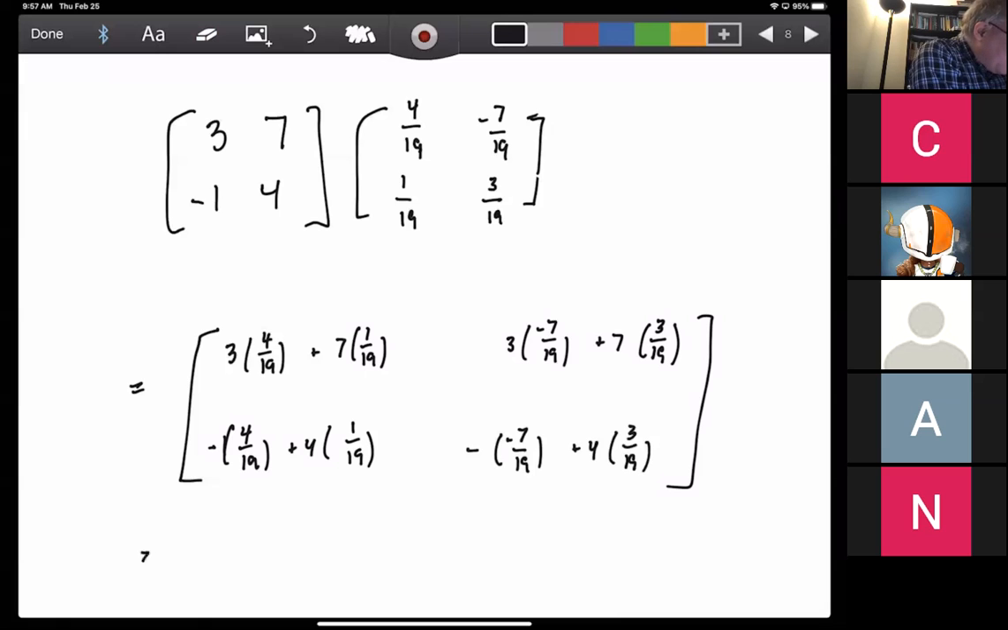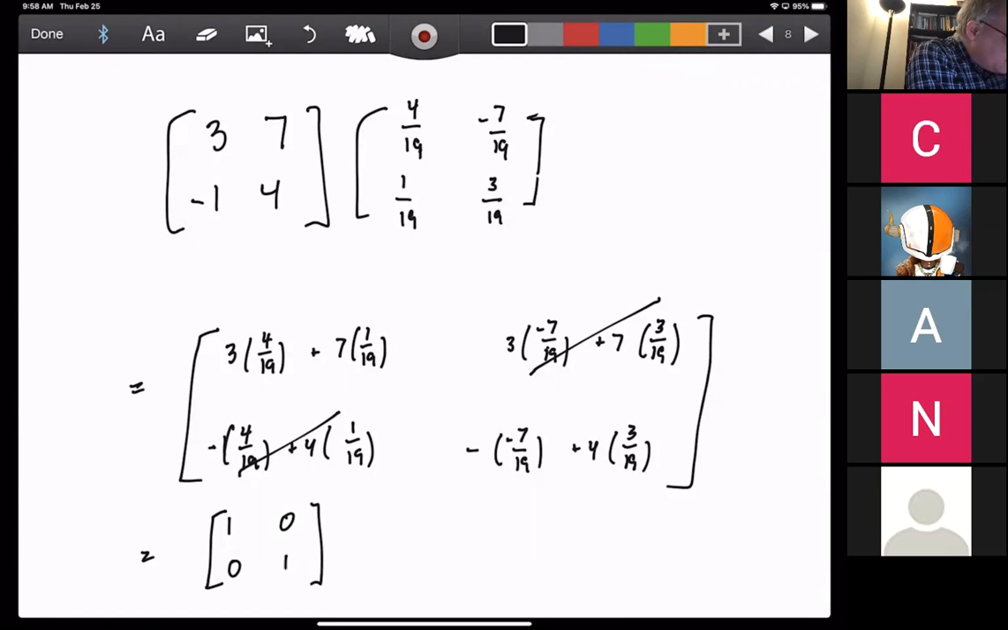If you simplify here, notice the 1, 1 entry, we've got 12 plus 7 over 19, or 19/19, that's 1. These two entries cancel out to 0. Pretty easy to see. And the 2, 2 entry again is 19/19, which simplifies to 1. So we really did what we were supposed to. We found the inverse of the matrix.